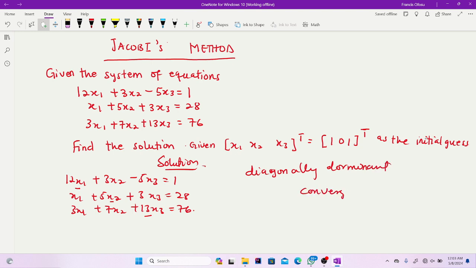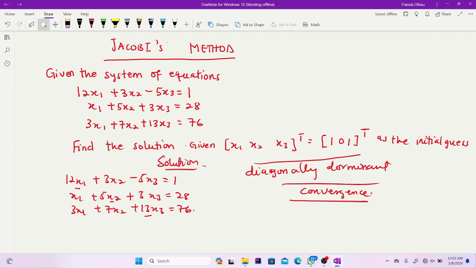For the purpose of convergence, if you want to find the solutions using the Jacobi's method, then you should have a matrix which is diagonally dominant. That's the condition.